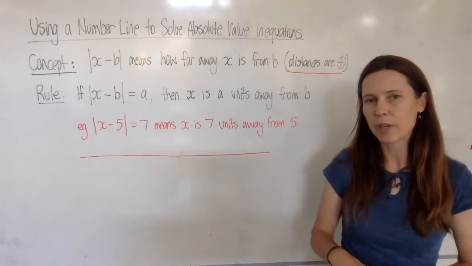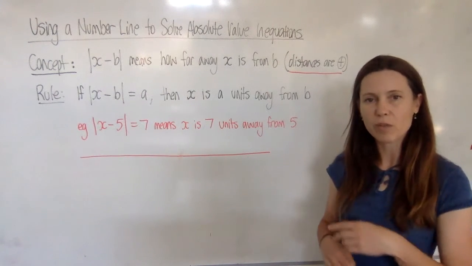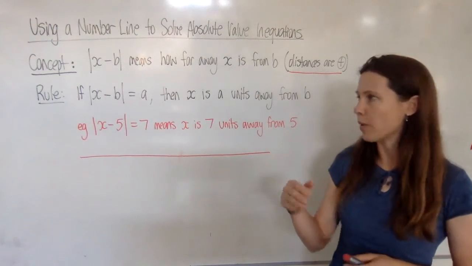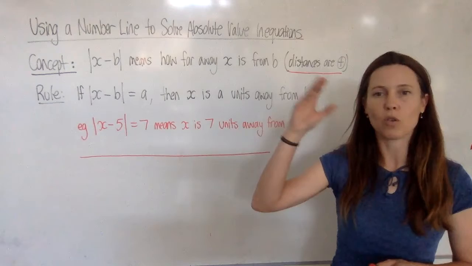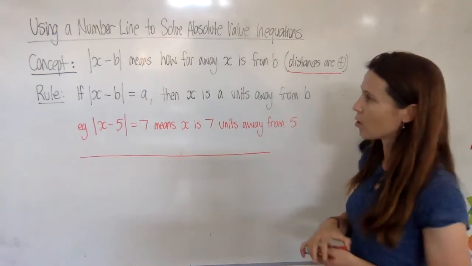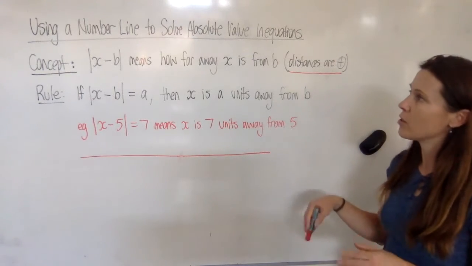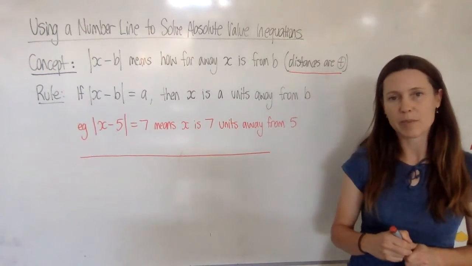Now we've just seen how we can use algebra to solve absolute value inequations, and we had those three rules that we can use, whether they're an equation or one of the two types of inequations. Now, this method I'm going to show you is a completely different method. It uses a number line to do the exact same thing.